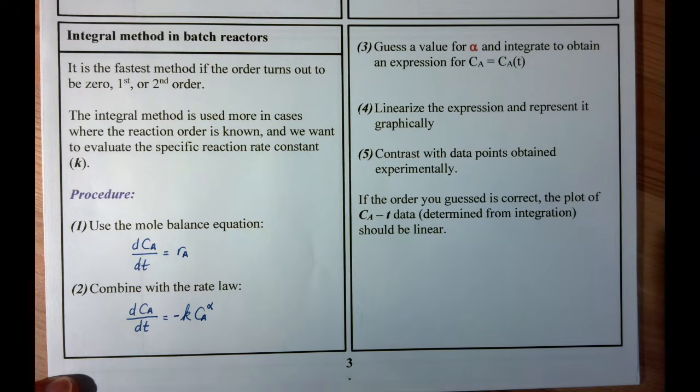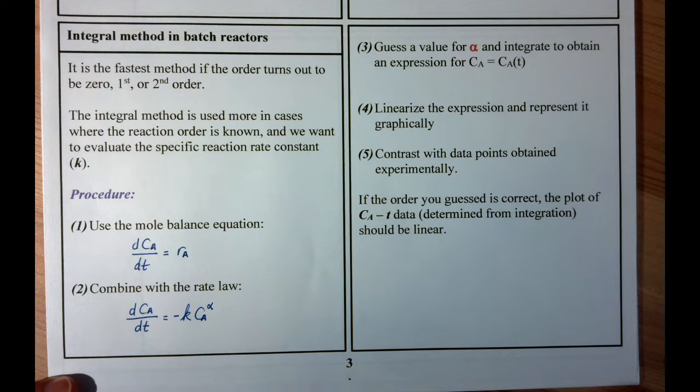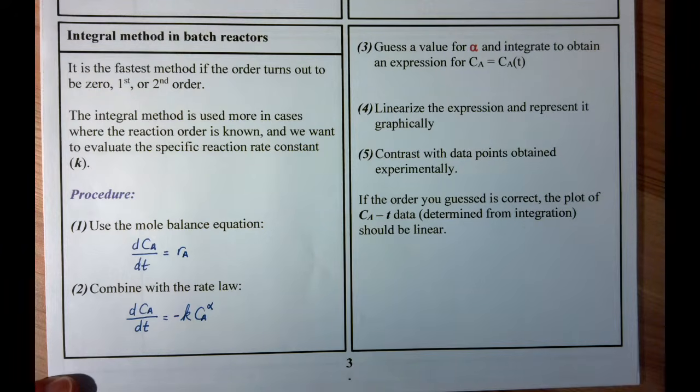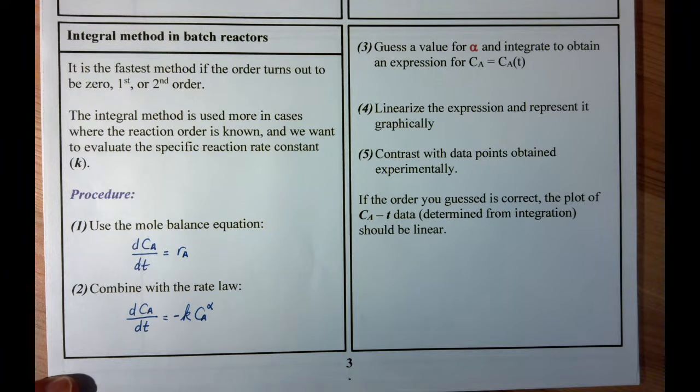We linearize the expression and represent it graphically, and then we contrast the data points from that graph with the data points that we obtain experimentally. Now, if the order that you guessed is correct, then the plot from your linearized expression and your experimental data will be the same, or when you plot the experimental data, they will all fall on a line. If not, then the guess was not correct and you'd have to guess another number. So let's see an example, or several examples here.